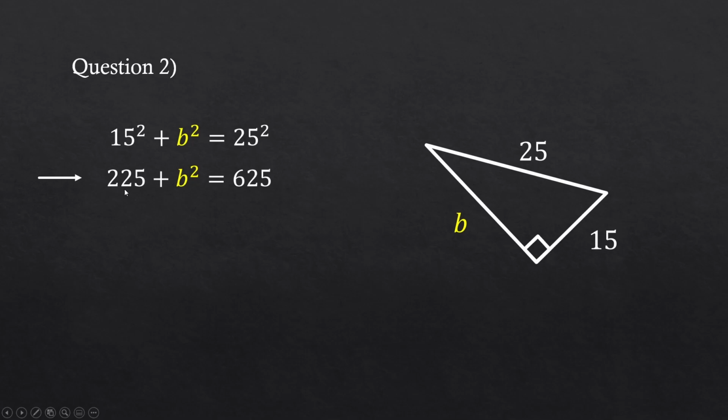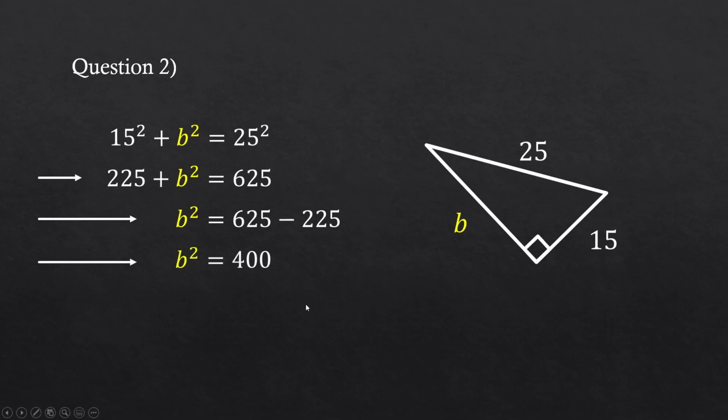So 15 squared, that should be 225. You can check it. Plus b squared should be 25 squared, which is 625. And again, if we move 225 to the other side, it should be minus, right? And you get that b squared should equal to 400. So what does that mean? What is b then? The length b should be 20.